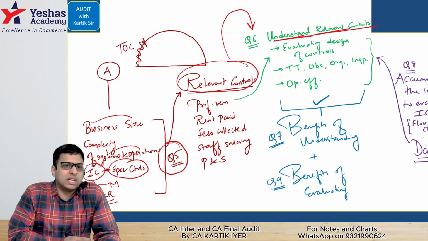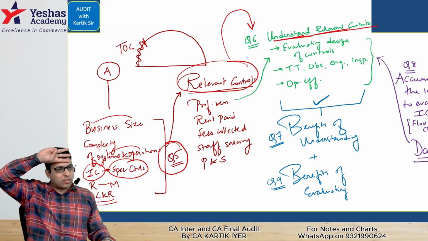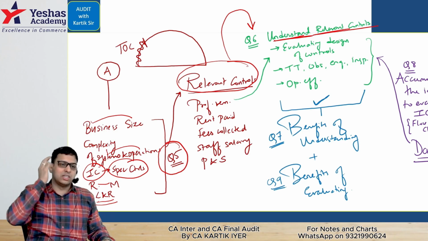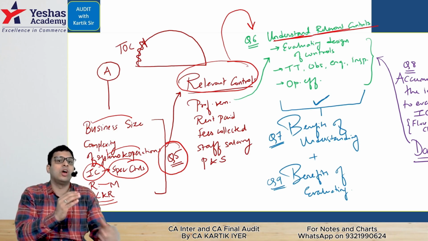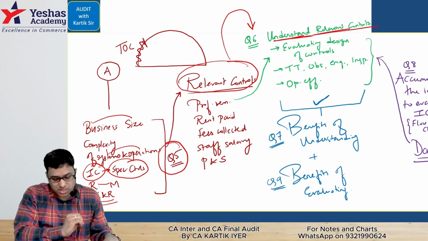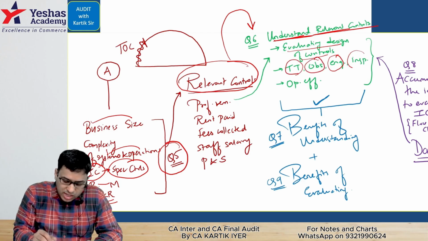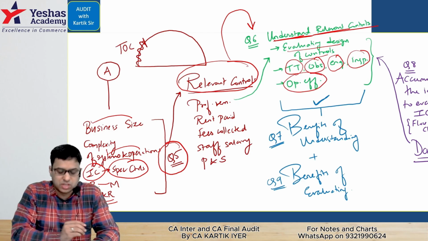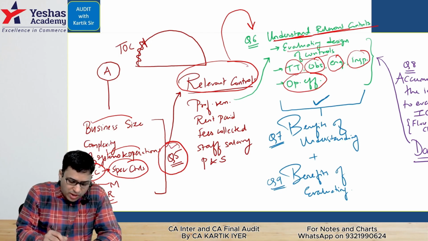Kartik sir, how do we understand the relevant controls? Very simple. Evaluating the design of controls, tracing transaction, observation, inquiry, inspection, and operating effectiveness. Perfect. This is what we check. Simple to understand this area. This was your question number 5, my dear students.